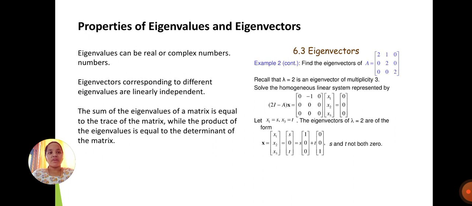Properties of eigenvalues and eigenvectors. Eigenvalues can be real or complex numbers. Eigenvectors corresponding to different eigenvalues are linearly independent. The sum of the eigenvalues of a matrix is equal to the trace of the matrix, while the product of the eigenvalues is equal to the determinant of the matrix.